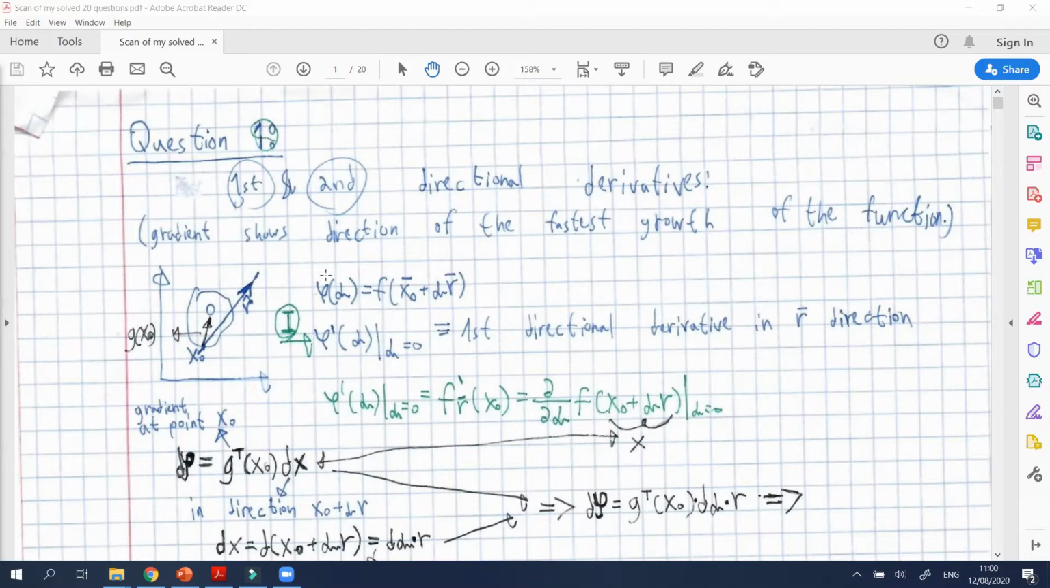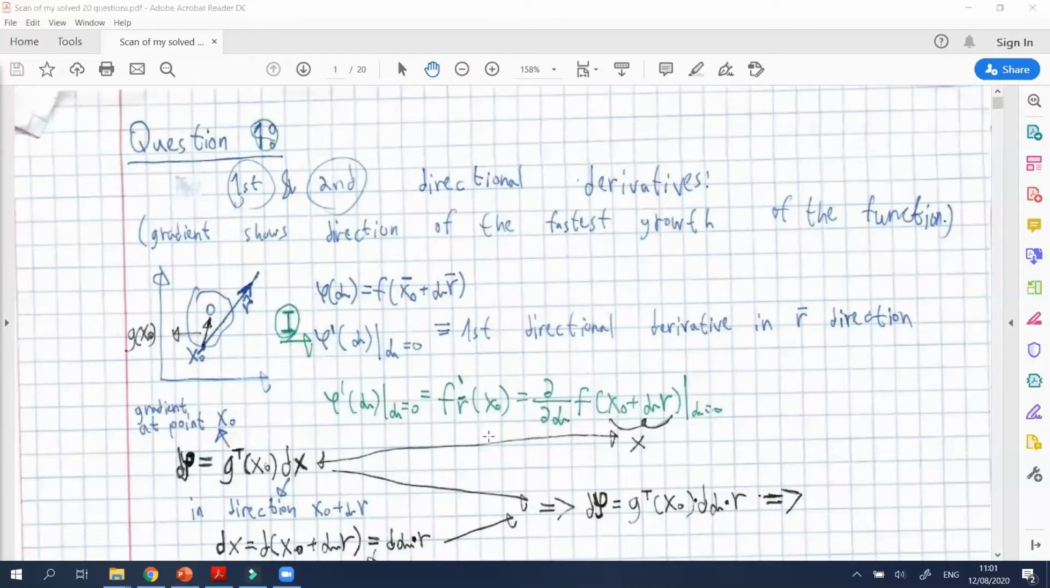So if we define phi of alpha to be our function f for a vector direction, which is at point x0 plus alpha r, we actually want to derive it with respect to alpha. And we want alpha to be 0 after we do that. Why? Because we want the direction at x0. That's the main goal. We just want it in a specific direction r.